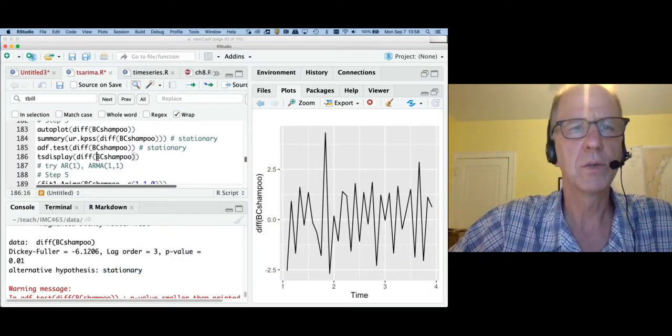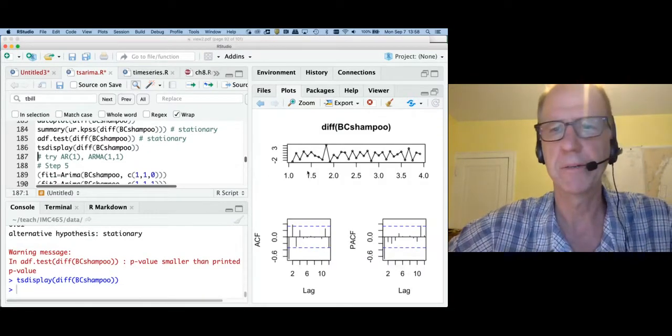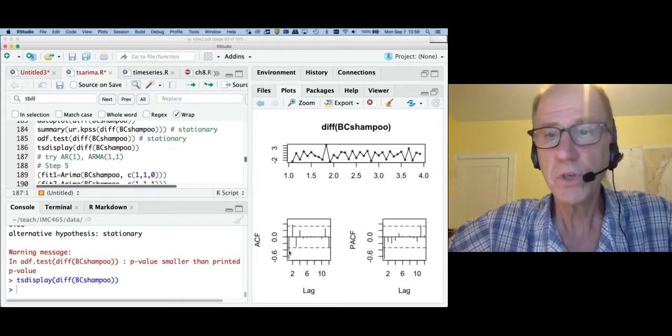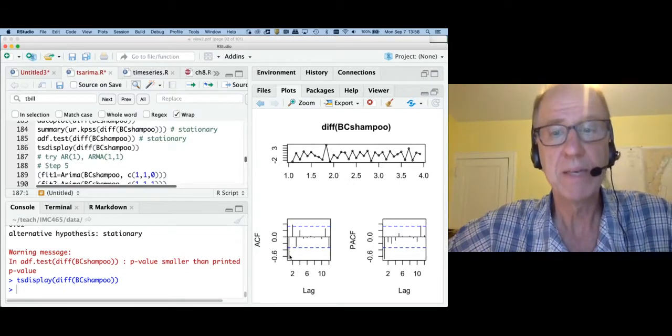The way I like to do this is with the tsdisplay command. And when we look at this, we get something kind of unusual. The first autocorrelation is very big and negative.